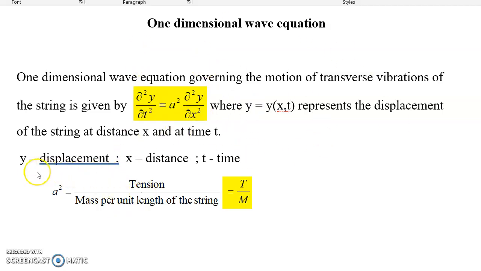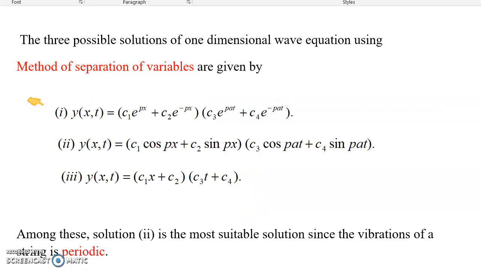And when you observe here, y is the main function which represents the displacement, and it is a function of x and t, where x is distance and t is time. And this constant a squared has a specific value which is tension by mass, or in short it is represented as T by m. When we derive the solution of this one-dimensional wave equation by this particular method called separation of variables, we will come across three different cases, and hence we will have three different solutions like this.